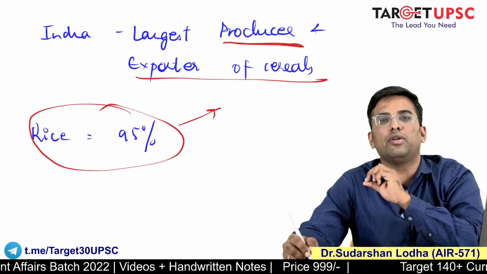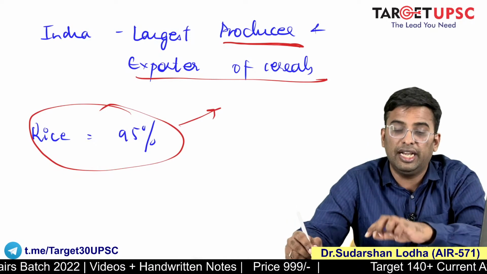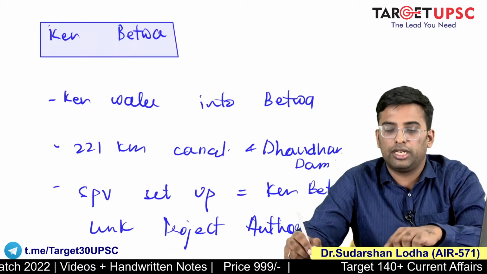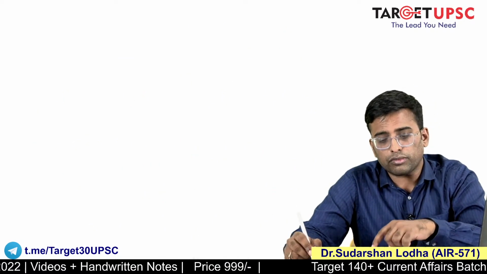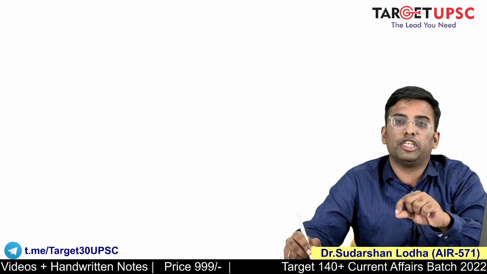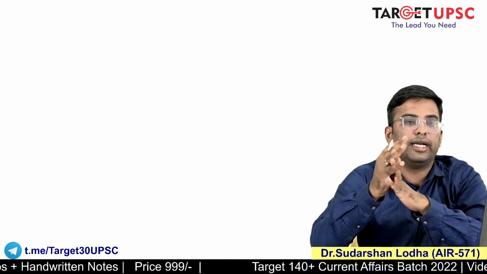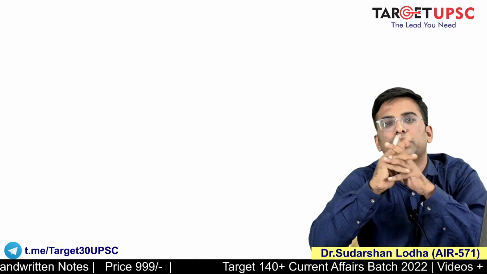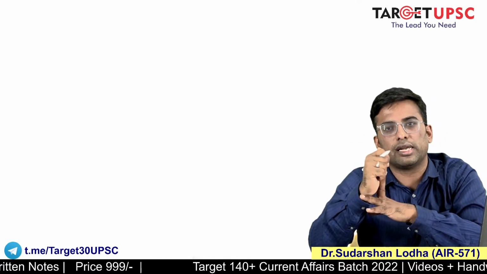जो मेजर cereal which is exported from India is rice. 95% of our cereal exports में rice है. Next, this year's budget also focused on interlinking of rivers. Interlinking of rivers पर बहुत important focus दिया था इस साल के बजट में.